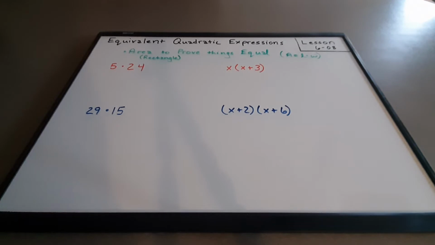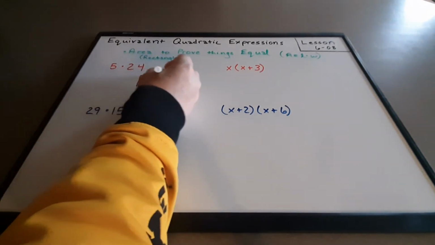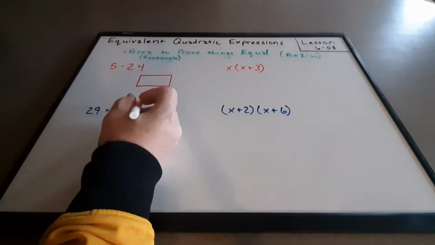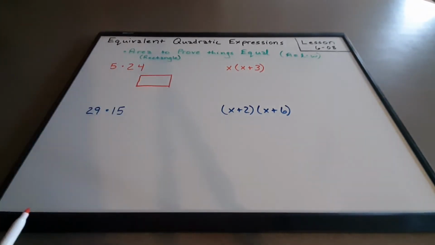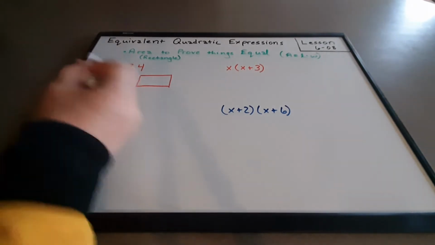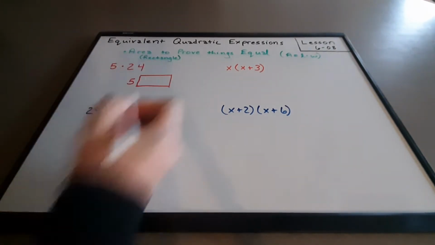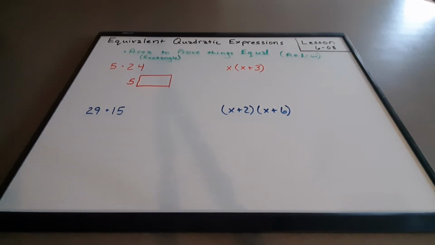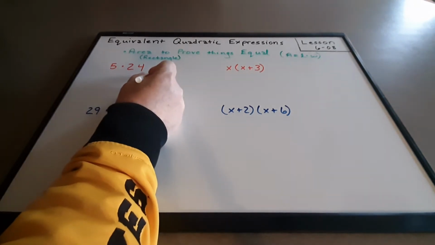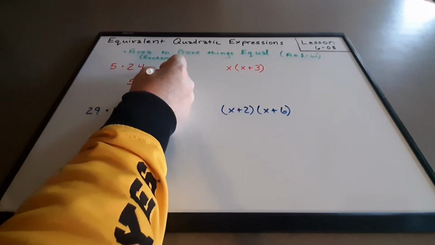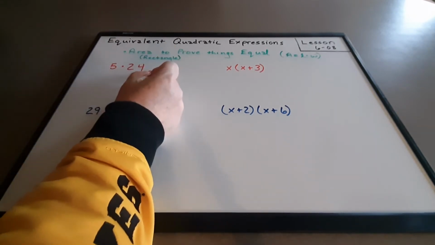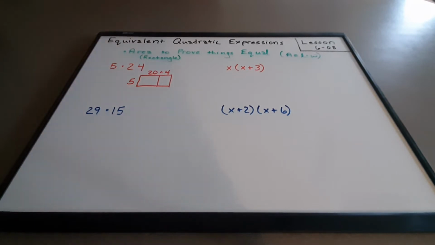First, we have 5 times 24. If we draw a rectangle, we can split this into two sides, your length and your width. The length we're going to say is the 5, and the width is 24. But to do this, we're going to try and make the math a little bit easier. So we're going to break the 24 into two parts, 20 and 4. Now these are added together. Addition is not a big deal because all of the numbers are positive here.